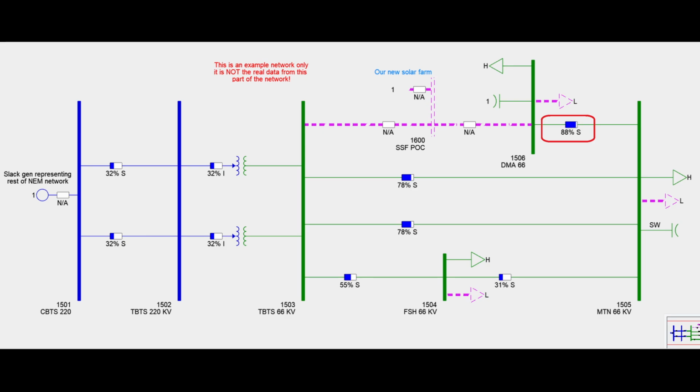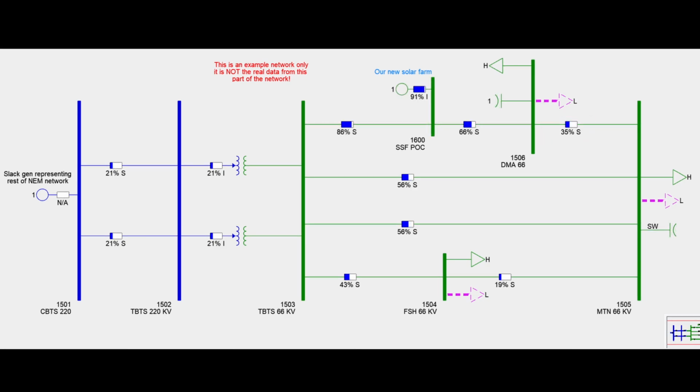Let's put Sunny Solar Farm in as a new lump generator at the Sunny Solar Farm POC bus. We'll set the generator's maximum power to 97 megawatts, that's from the last video, and we'll set its minimum and reactive power to 39.5% of 97 megawatts. We'll see why in a future video.